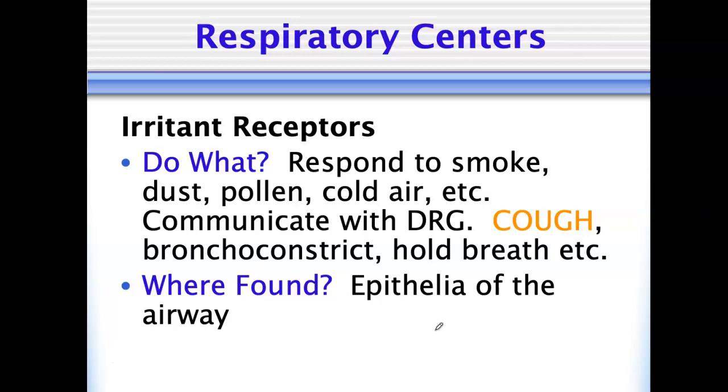And where would you put those? You would put them in the epithelia of the airways. So all these airways are coated by these receptors that are able to detect some of this nasty stuff, some of the pollen and dust. I know pollen is bad right now.